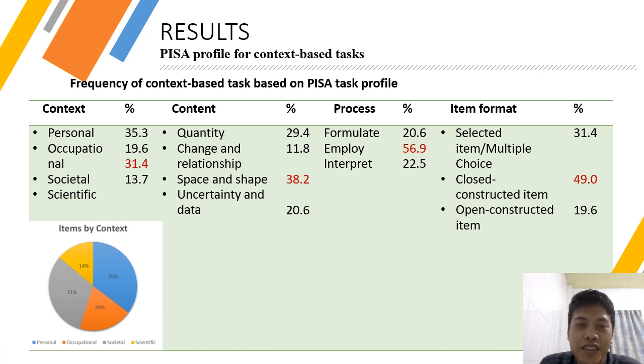And then for the results, we gained some information regarding the frequency of context-based tasks and the task profile. As you see, the majority of the context used for their problems is societal, sorry, not occupational. And for the content, the majority of the problems is regarding space and shape. The process is regarded as employ, and the item format is regarded as closed constructed.